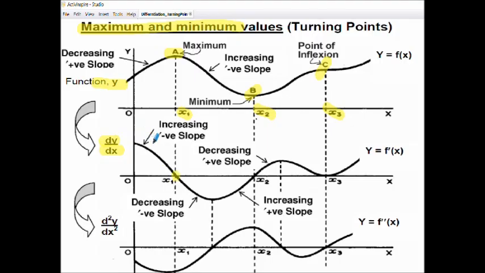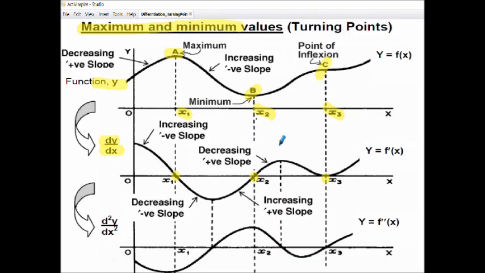what we notice now is that at x1 on the dy by dx we have 0, at x2 on the dy by dx we have 0, and at x3 on the dy by dx we have 0. In other words, the dy by dx is 0, the gradient is 0 at x1, x2 and x3. So we must have, by definition, turning points at these three positions.